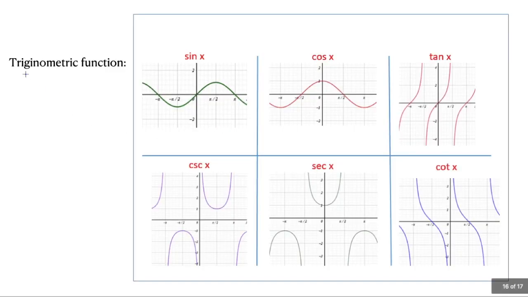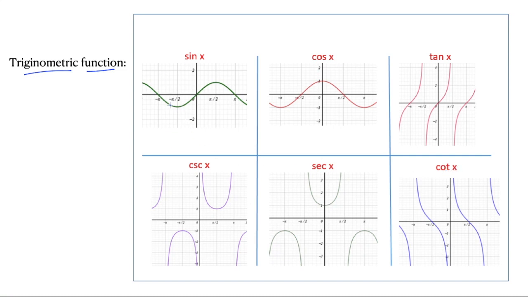Next are your trigonometric functions. There are 6 trigonometric functions: sin x, cos x, tan x, cosec x, sec x, and cot x. The full names are sine x, cosine x, tangent, cosecant, secant, and cotangent. So these are the names of these functions basically.